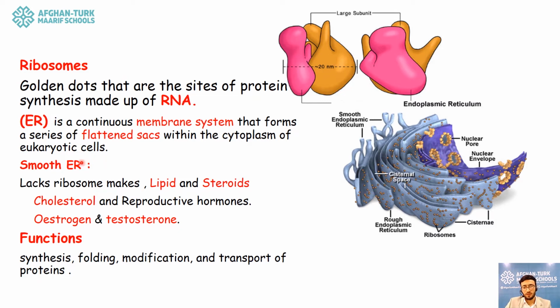So what could be said about the function of a smooth endoplasmic reticulum? The smooth one especially lacks ribosomes, but its function is to make lipids, steroids, and cholesterol. Also, in reproductive systems, the smooth endoplasmic reticulum is used to produce reproductive hormones like estrogen and testosterone. Mainly, we can summarize the function of the endoplasmic reticulum as synthesis, folding, modification, and transport of proteins.